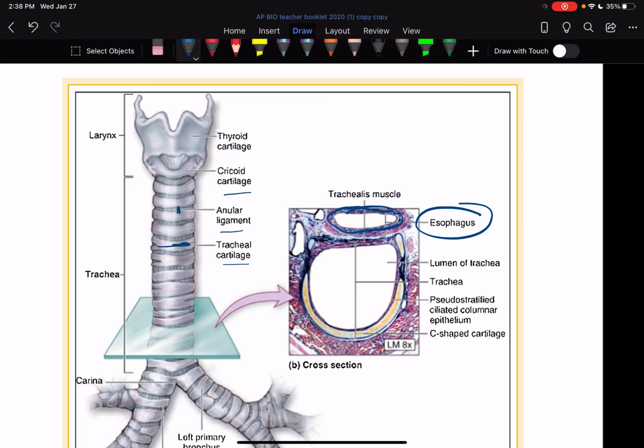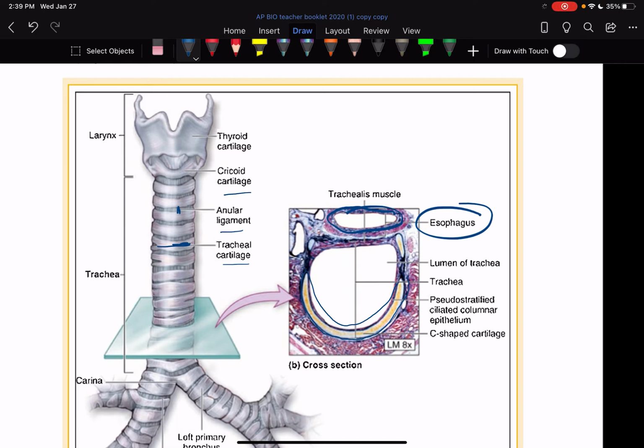Because the esophagus can be flat when it's not being used, and then when you swallow something, it'll expand and contract and push things down with peristalsis, okay? But the trachea needs to be in constant use. It needs to have constant air coming through. So when we look at this cross-section, we see big, thick pieces of cartilage here, making sure it stays open, okay? It must stay open, okay?